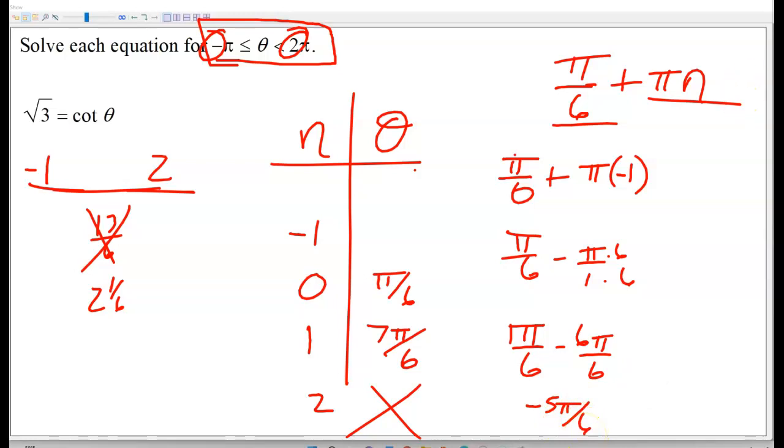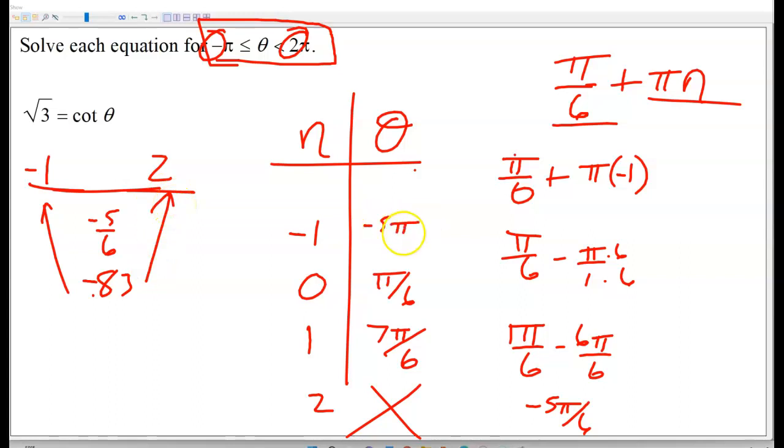All right. So, is negative 5 over 6 in between negative 1 and 2? Kind of difficult to tell. In this case, I'm just going to go ahead and change it into a decimal and see if that helps. That's negative 0.83. I would say yes, that is in between there, right? Because it's bigger than negative 1, but it is less than 2, so that one works. So we have negative 5 pi over 6 as another answer.